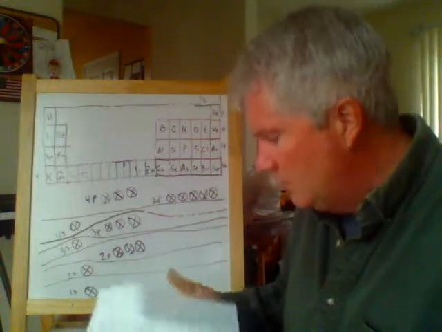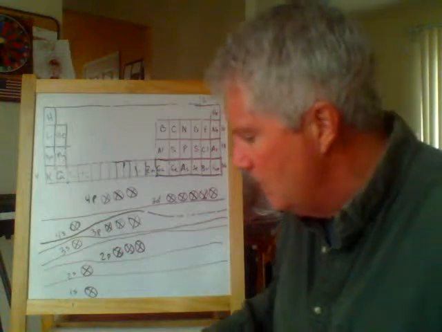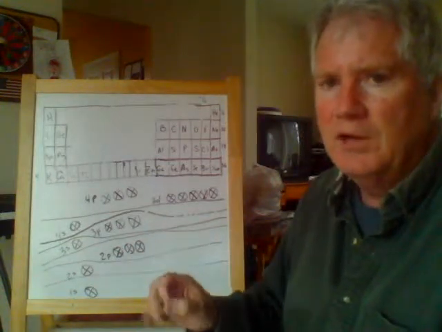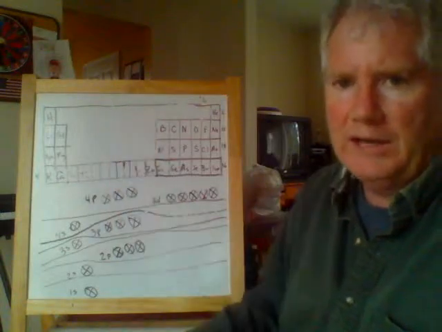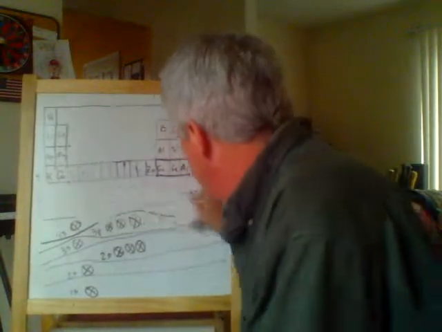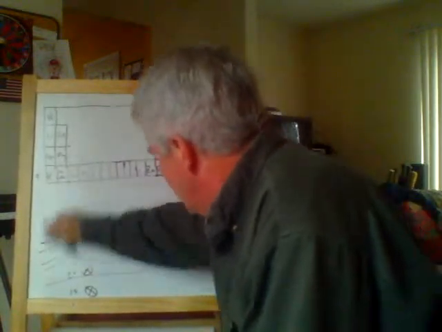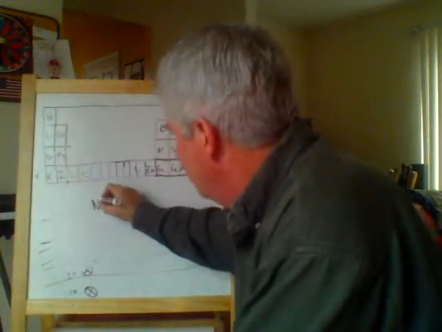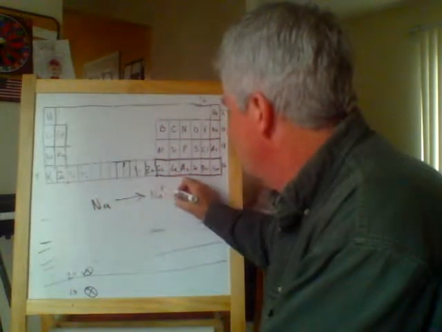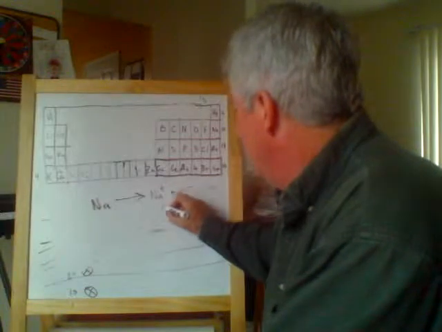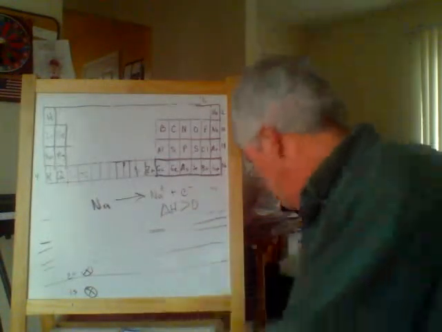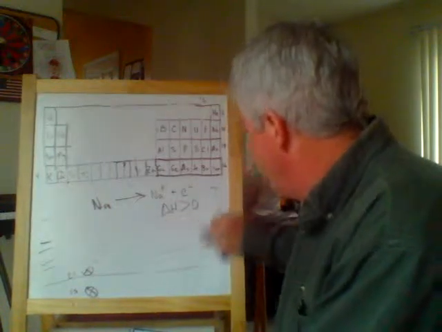Okay, the second trend I want to cover is ionization energy. Ionization energy is essentially the energy it takes to expel an electron from the atom. So I'm going to erase our picture now. For example, sodium results in sodium plus and an electron. This will always have a delta H greater than 0. It takes energy to expel an electron from an atom.